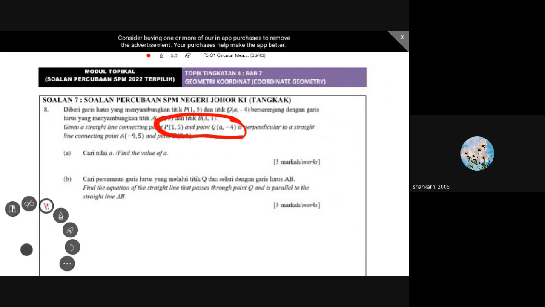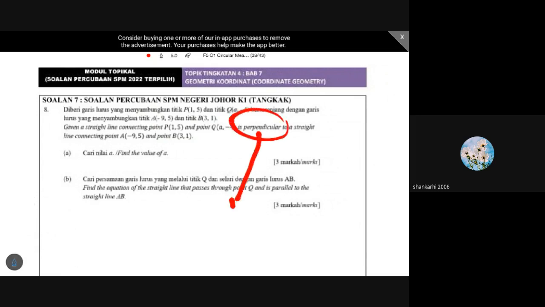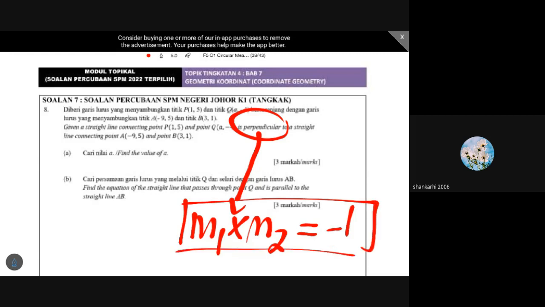Okay, so they say the straight line connecting P and Q is perpendicular. Okay guys, perpendicular. What formula comes to your mind when I say perpendicular, in this chapter? Yes, very good. Always apply this formula in this chapter. This is the formula.